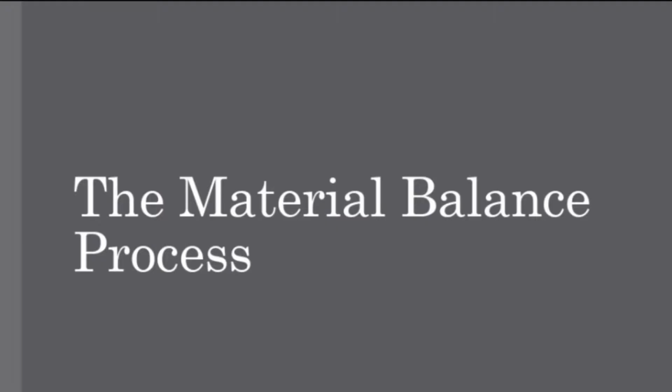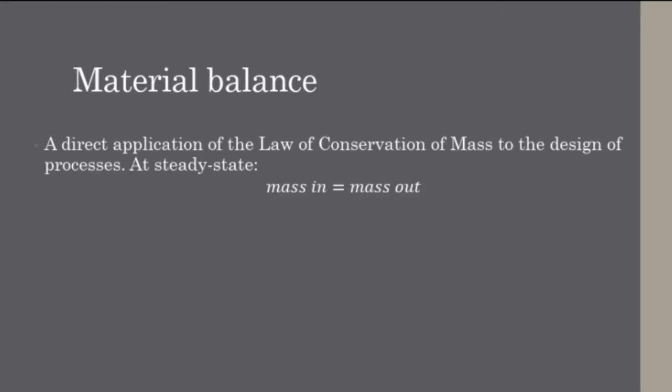Let's begin. In its most basic definition, we say that a material balance is a direct application of the law of conservation of mass to the design of processes. It's like we are applying the law of conservation of mass to a specific process. At steady state, we say that this is characterized as mass input is equal to mass output. Majority of the problems that we will be solving are steady state problems. The definition of steady state will be discussed later.